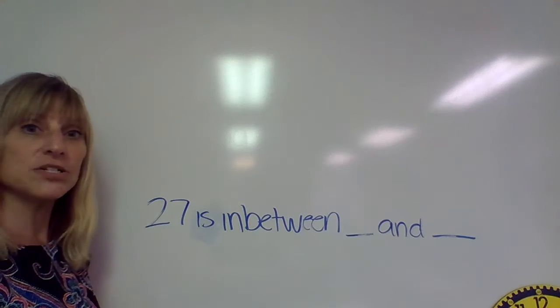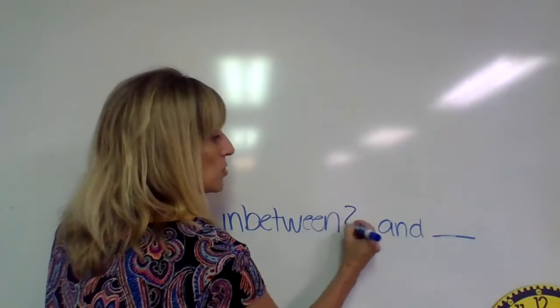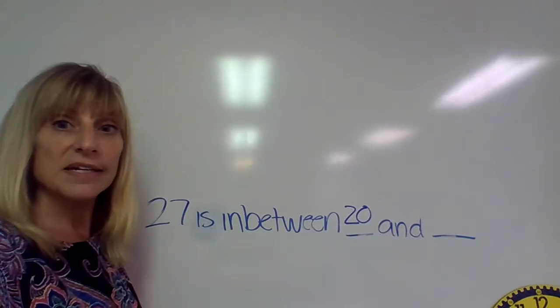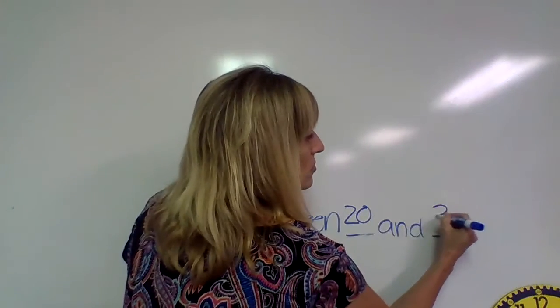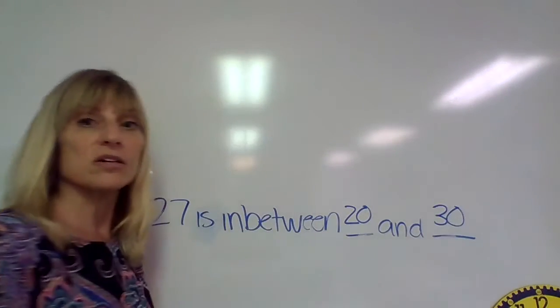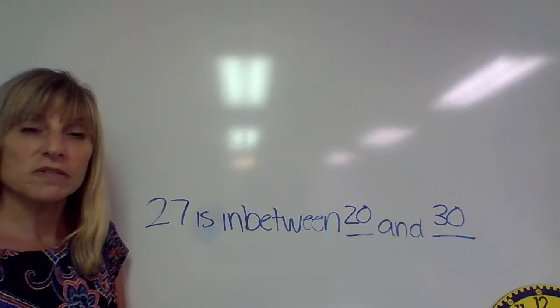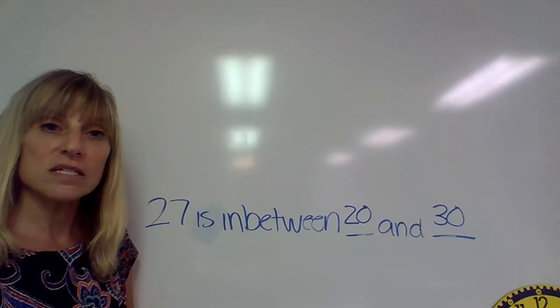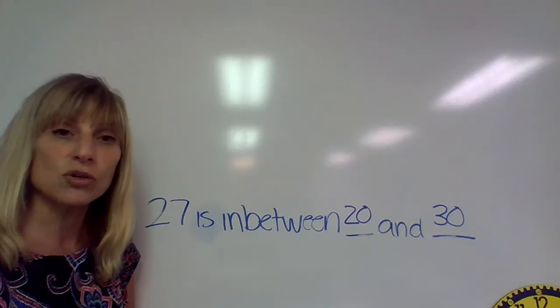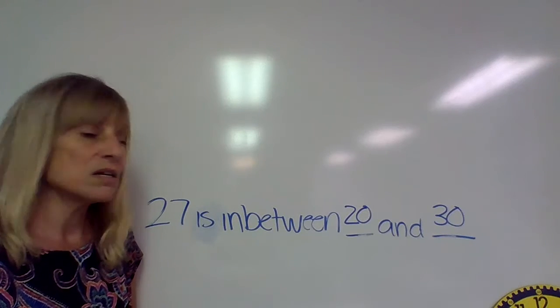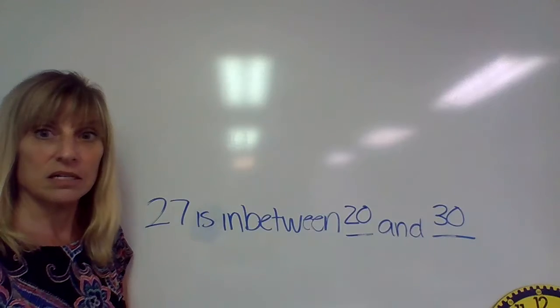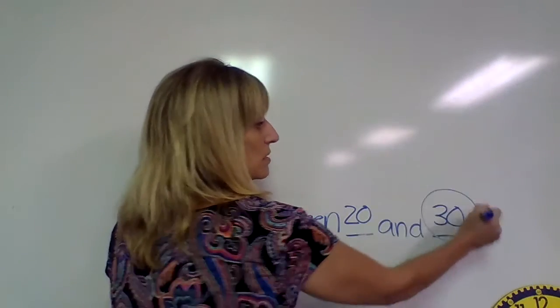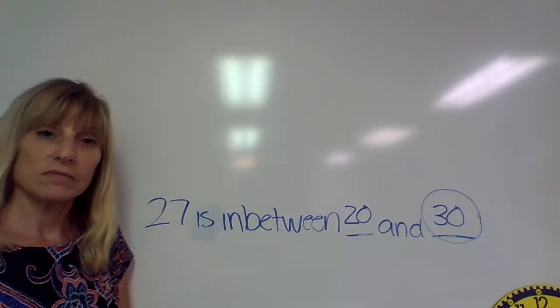27 is in between 20 and 30. Those are the two groups of 10 that 27 is in between. And then it said to circle the closest 10. So the closest 10 would be 30. Okay?